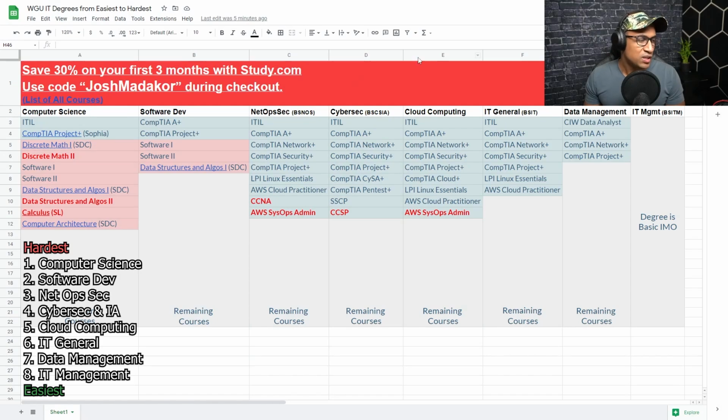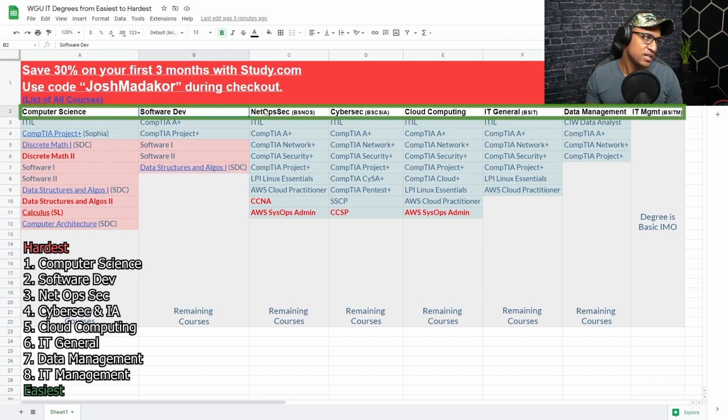So pretty much what we're looking at here, I'll kind of explain this spreadsheet a little bit. It looks a little bit confusing, but it's not too bad. Basically, these are all the different bachelor's degrees in IT from WGU. We have computer science, software dev, network operations and security, cybersecurity and information assurance, cloud computing, the general IT bachelor's degree, the data management degree, and then the bachelor's of science in IT management.